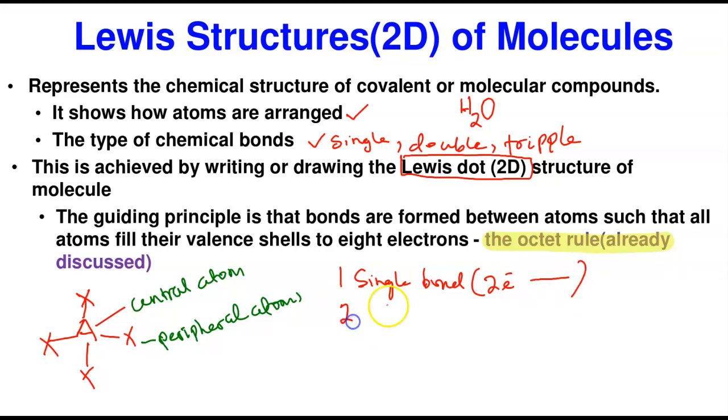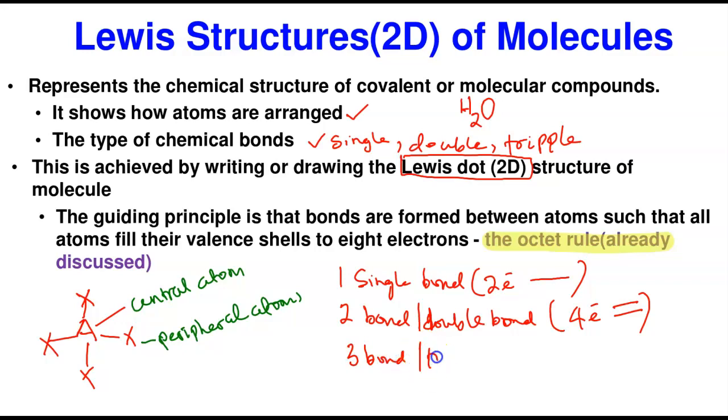Now, 2 bonds, or you can say a double bond. Every double bond, of course, represents 4 electrons. So if you have an atom that has 2 bonds with it, it is 4 electrons. And then 3 bonds, or what we call triple bonds, every triple bond will represent, of course, 6 electrons.